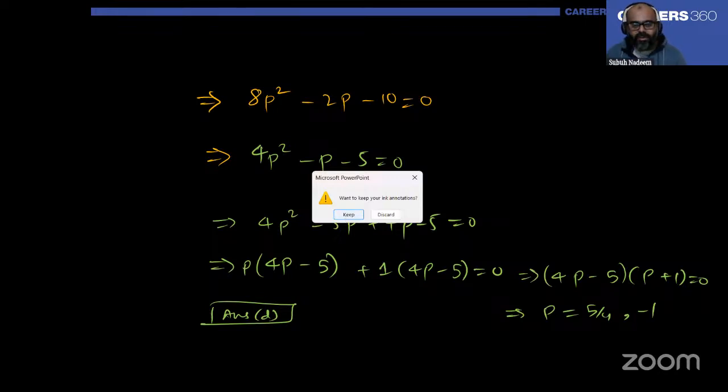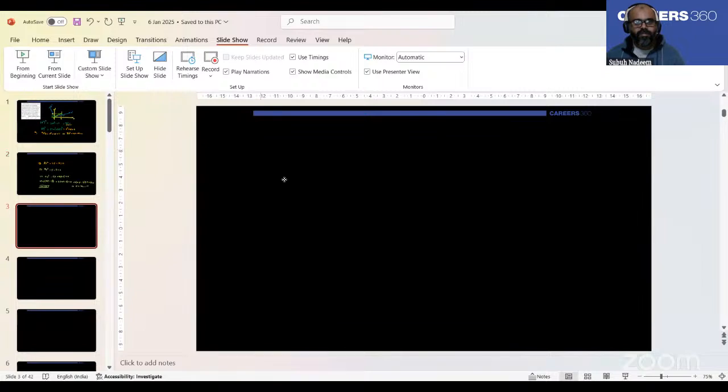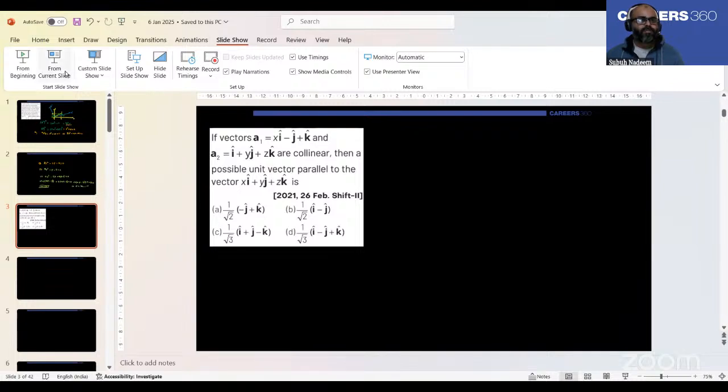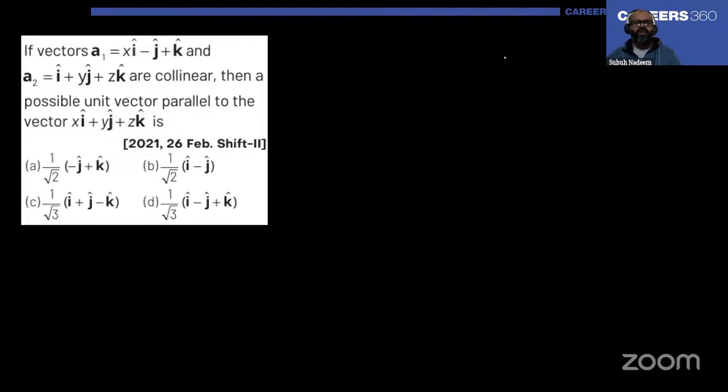Let us come to the next question. If vectors a1 is equal to x i cap minus j cap plus k cap, and a2 vector is equal to i cap plus y j cap plus z k cap are collinear, then a possible unit vector parallel to the vector x i cap plus y j cap plus z k cap is. Okay.